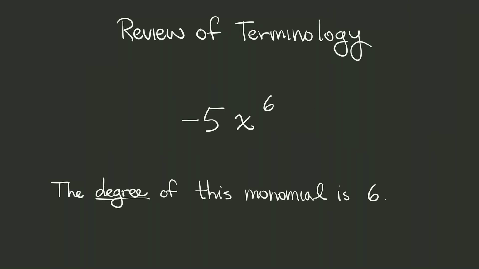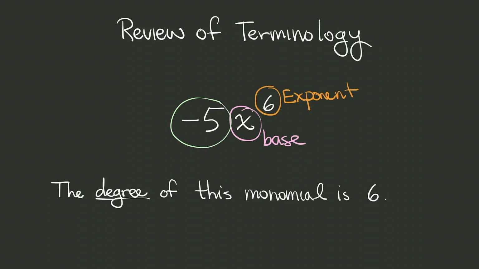In this video, we'll discuss combining like terms. But first, let's review some terminology. Here we have a monomial, which is a polynomial that has a single term. The degree of this monomial is the size of the exponent. So in this case, the degree is 6. The base of the exponent is x, and -5 is called the coefficient.